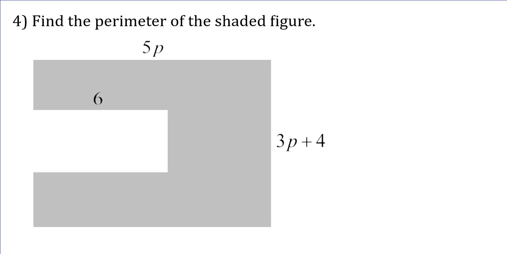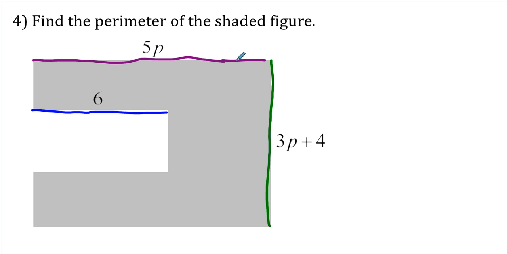Let's take a look at this example. Here we want to find the perimeter of our shaded figure. And we have some lengths given to us. We know from here to here, that's 5p. Here to here, that's 3p plus 4. And this section from here to here is 6. So again, in purple, that's 5p, 6 is in blue, and 3p plus 4 is in green. Again, we want to find an expression to represent the perimeter of our shaded figure. So let's give you a moment to try writing that, and then we'll check.